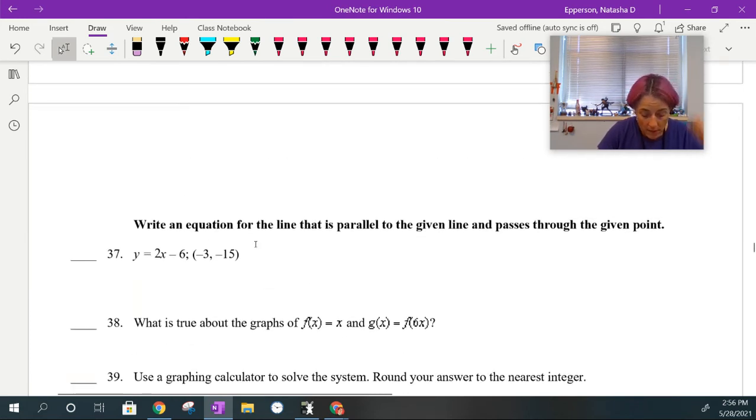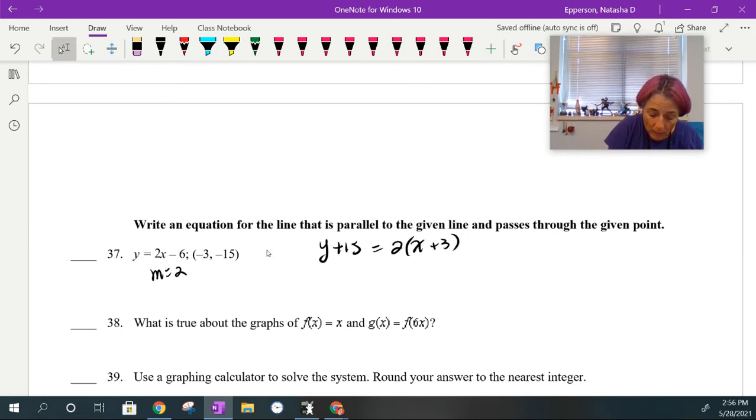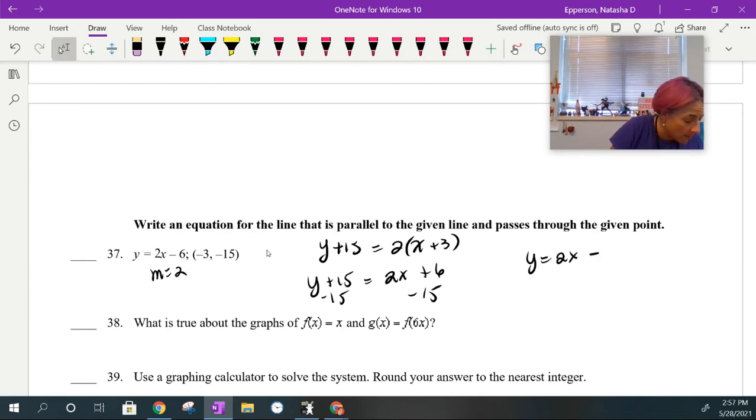Write an equation of the line that's parallel to the given line and passes through the given point. So I'm going to use this slope of 2 to that point. So this is going to be y plus 15 is equal to 2 times x plus 3. Distribute. y plus 15 is equal to 2x plus 6. Subtract 15. This gives me y is equal to 2x, 6 minus 15 gives me -9.